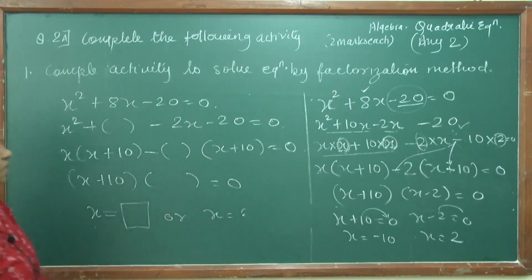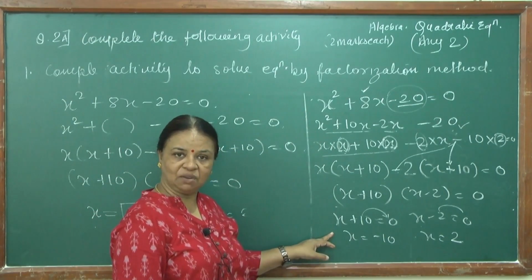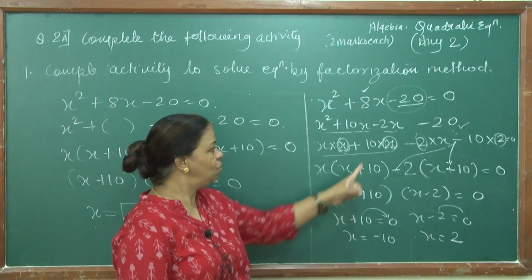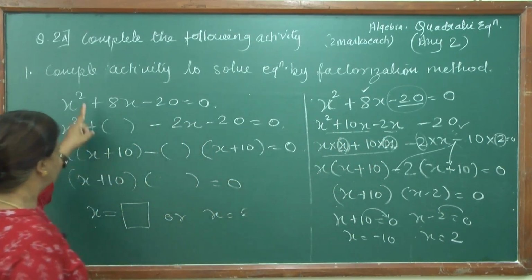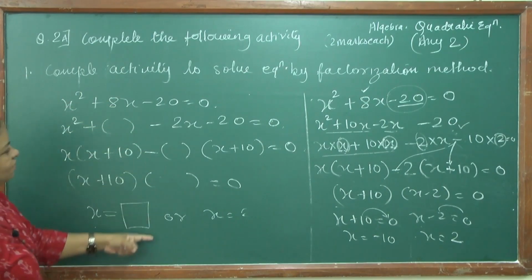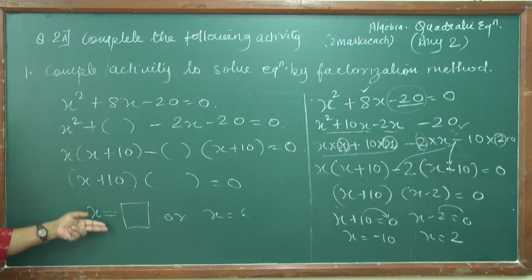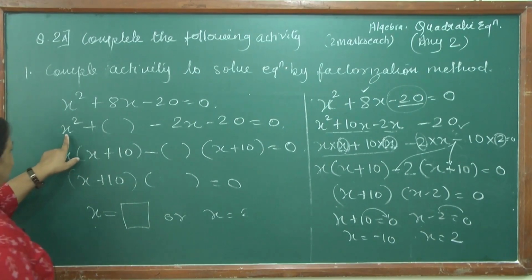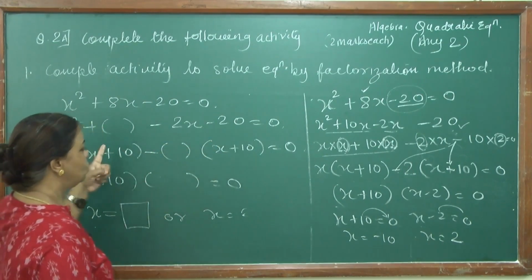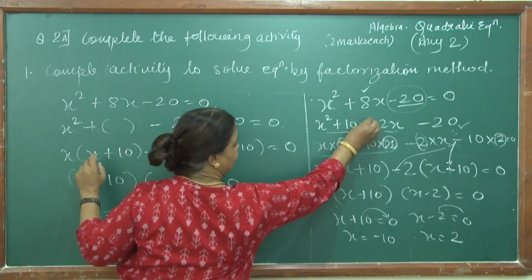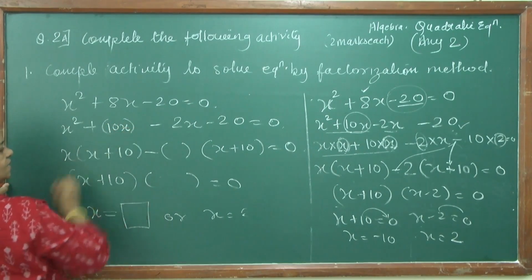Now come back here. Children, when I will be making the video of quadratic equation, I will be explaining in detail how to factorize the last number and get the middle number. Now, look at this. This activity is given to save the time. The answer is hidden in your question itself. See, x square plus minus 2x minus 20. So what will come here? See, minus plus 10. So here it will be 10x.